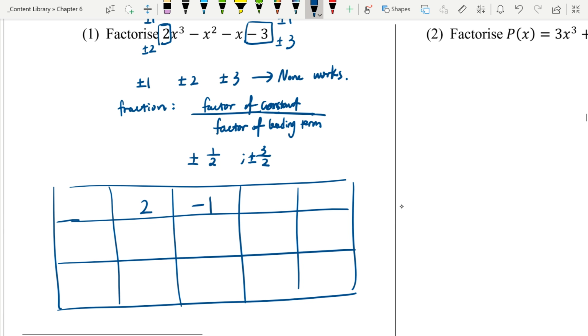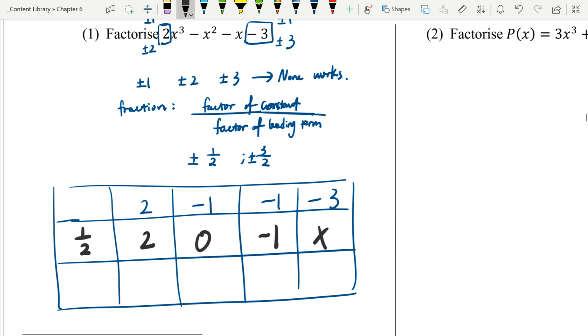So 2, minus 1, minus 1, minus 3. Okay, we decide to try half. What's the first one? 2. And the next one? 2 times the half is what? 1, plus negative 1, 0. Yeah, 0 times the half is 0. 0 plus negative 1 is negative 1. And that's definitely not going to be 0, right? Negative 1 times a half plus negative 3 can't be 0. So this one doesn't work. You have some remainder here.